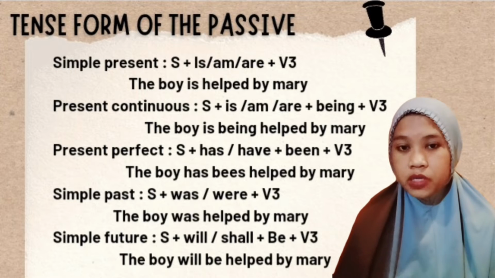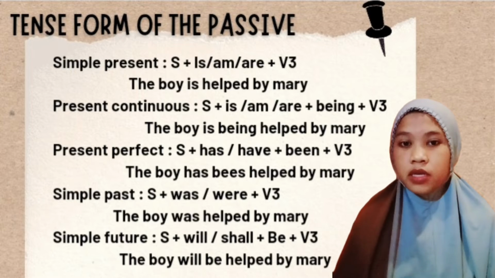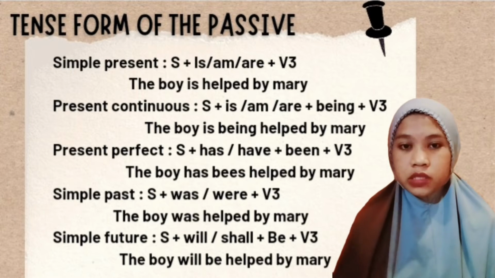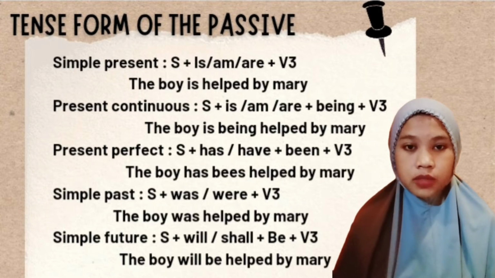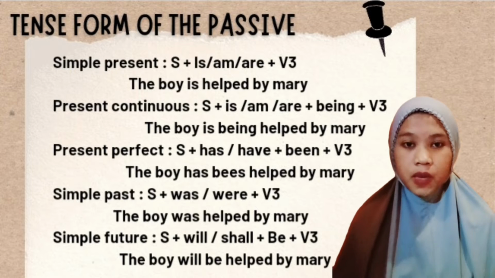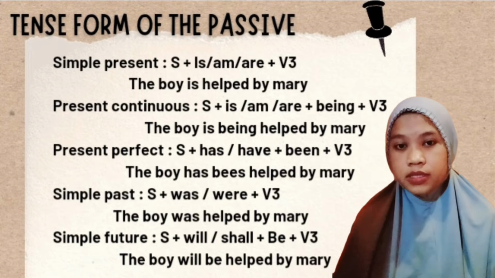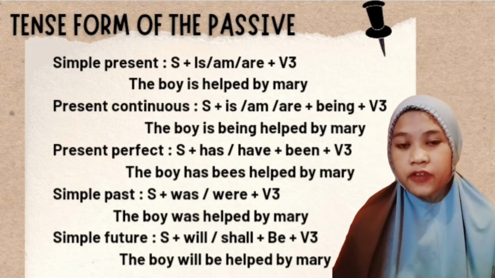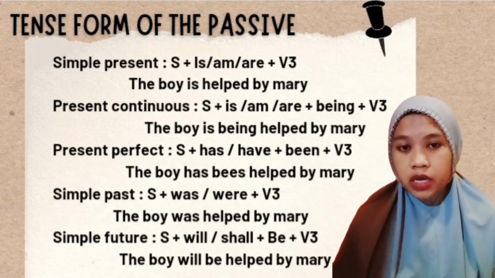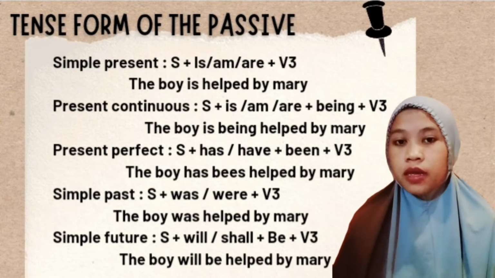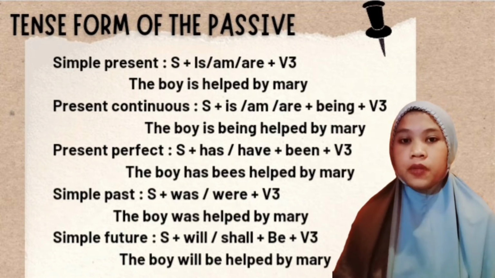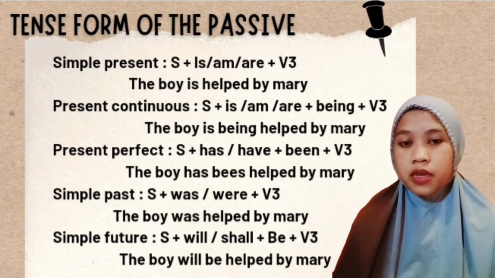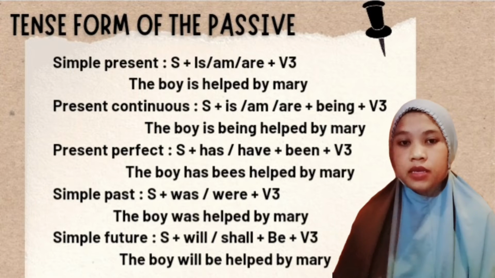And the second, present continuous: subject plus am/is/are plus being plus verb 3. Example: The boy is being helped by Mary. The third is present perfect: subject plus has/have plus been plus verb 3. Example: The boy has been helped by Mary.